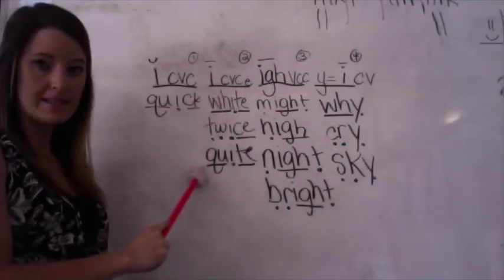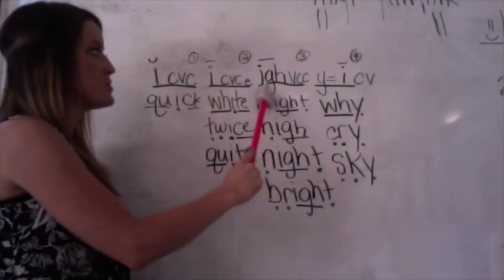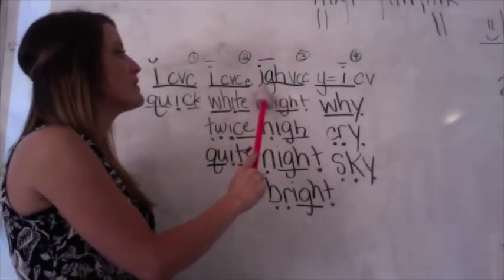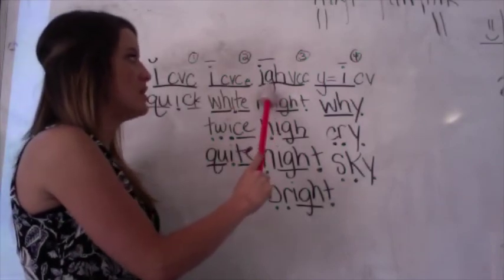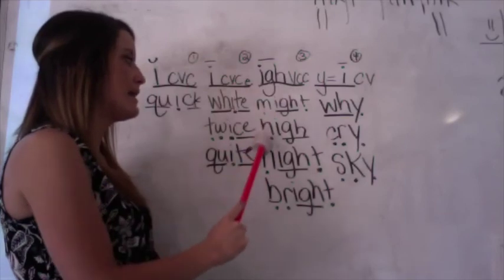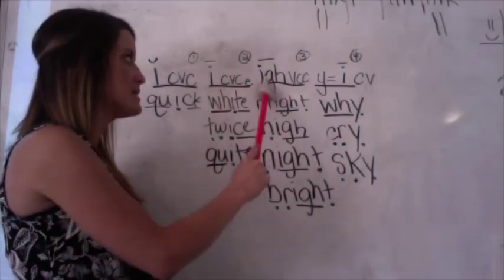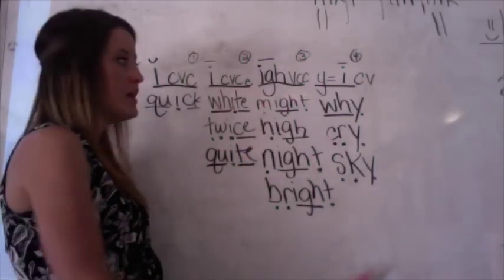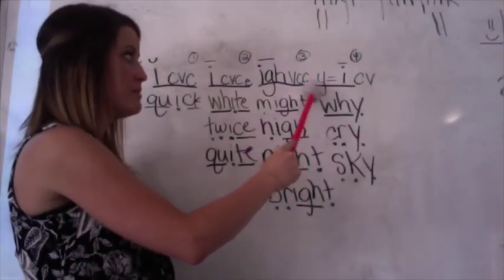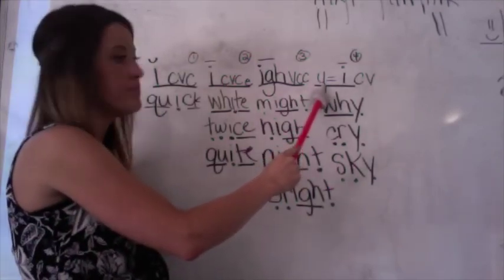I, quite. Our third pattern says I, and in this pattern we have three letters together making that long I sound. I, might. I, high. I, night. I, bright. And our fourth pattern makes the long I sound again, but it's spelled with this letter.